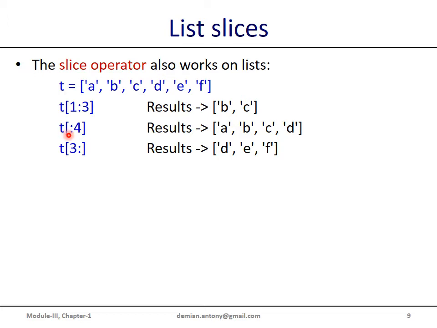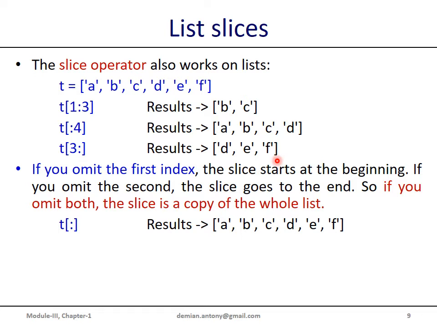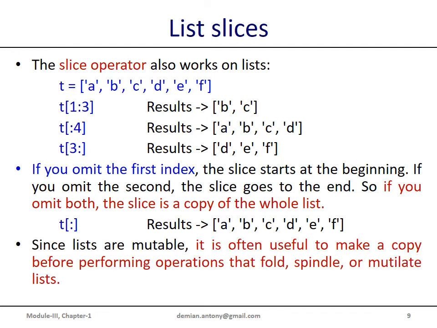If we omit the first index, then all the elements from the beginning are considered till the second index, that is 0, 1, 2, 3 up to 4. And if we omit the second index, then all the elements from index 3 onwards are considered for this slice: 0, 1, 2, 3. That means D, E, F are extracted from this slice 3 colon. If you omit both the indices, then all the elements are extracted like this. If you just write the colon within the index operator brackets, then all the elements are extracted.